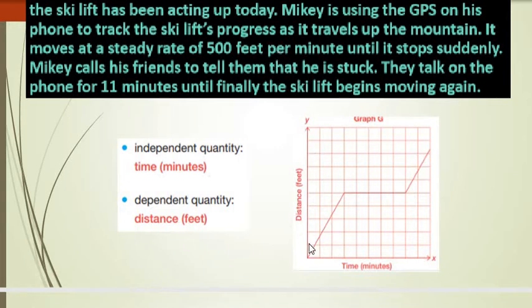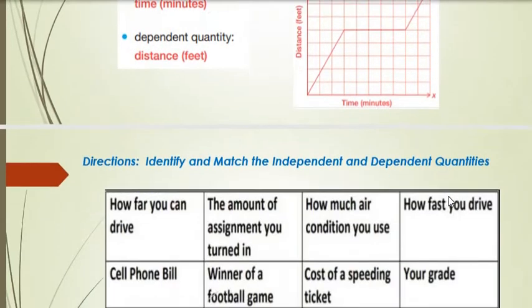So feet per minute. So right here, Mikey is at the bottom of the ski lift. He is increasing. He's going in time, and he's going up the mountain. Now he gets stuck on the mountain, so he talks to his friend for 11 minutes, and so this is constant, and then he starts moving again and going on up. So he is increasing. This is a piecewise because it has 3 pieces, a piecewise graph.